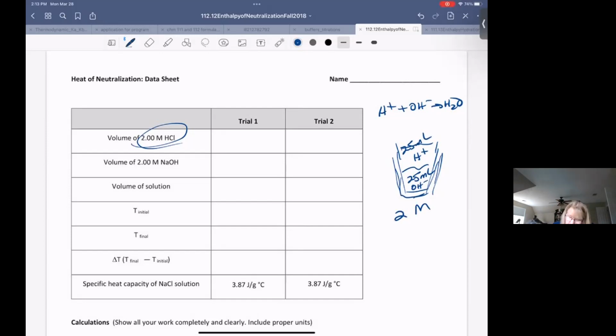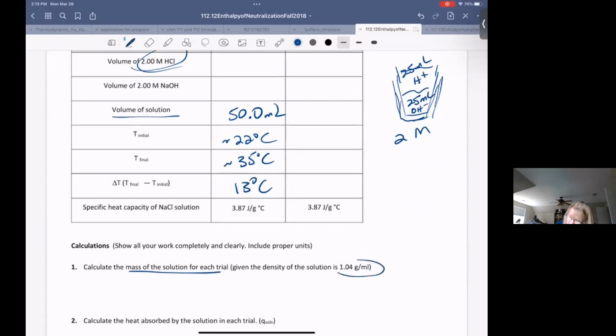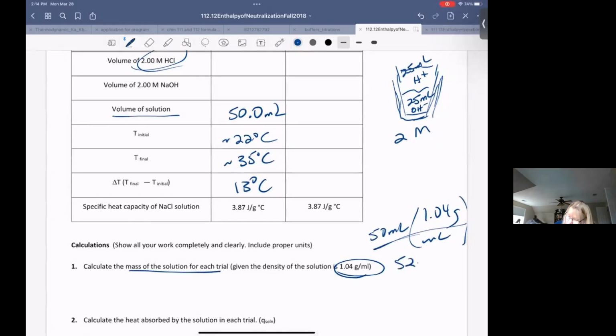So here, when we do this on our reaction, our volume of solution is going to be 50 milliliters. We're going to add those up. Temperature initial, you are going to measure it. It's going to be around 21 or 22 degrees Celsius. Temperature final is going to be on the order of about 35 degrees Celsius. And I'm just going to make these up and call this 13 degrees Celsius. When we do this, we're going to have the mass. If we have this density, and I have a volume of 50 milliliters, and I know this has a mass of 1.04 grams per mL, I'm going to get a mass of my solution of 52 grams.